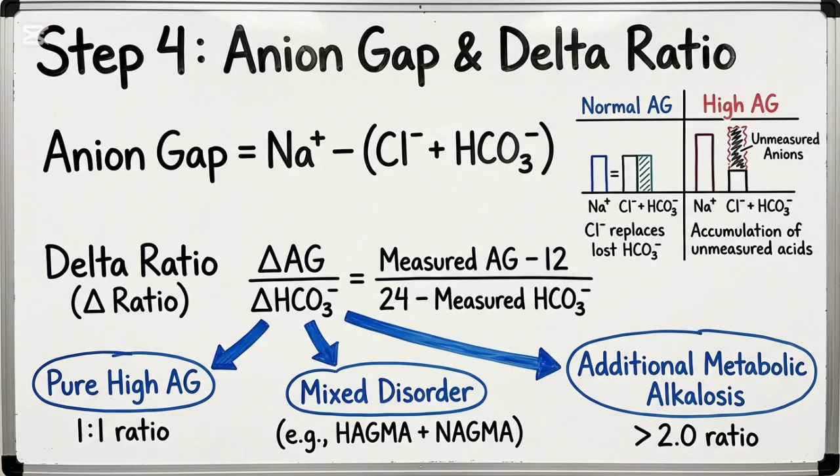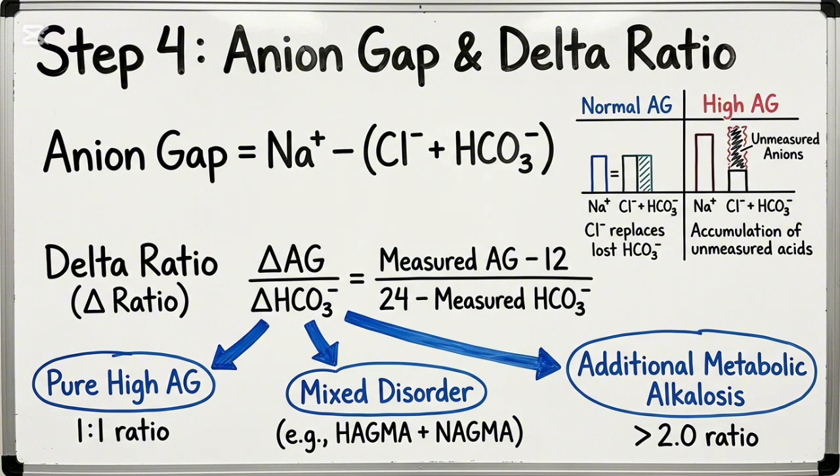Step 4. Check the anion gap and delta ratio. If you have metabolic acidosis, calculate the anion gap. The formula is sodium minus chloride plus bicarbonates. A normal anion gap is about 8 to 12. If the anion gap is high, calculate the delta ratio.